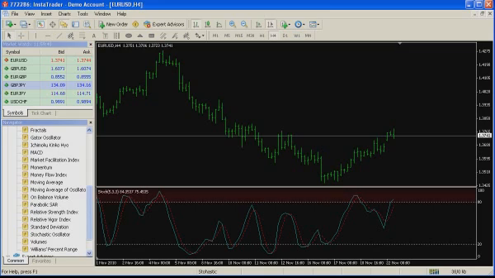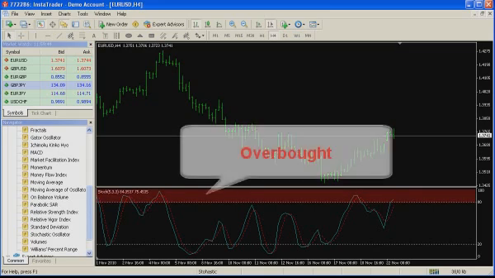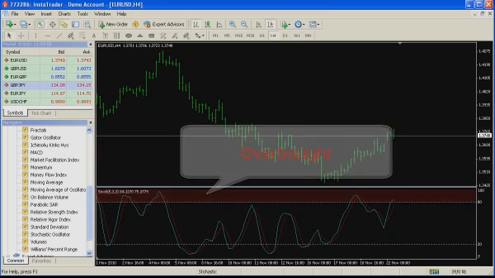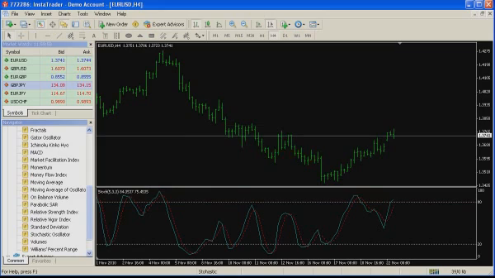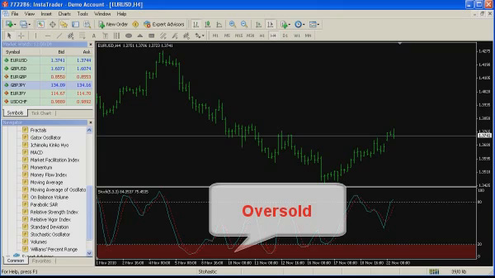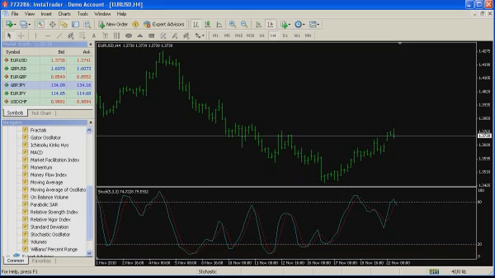A zone above the level 80 is an overbought zone. If the stochastic main line is located above this level, it means that the market is overbought and there is a probability of deceleration or the end of an upward movement with the following turn down. A zone below level 20 is an oversold zone. If the stochastic main line is located below this level, it means that the market is oversold, and there is a probability of deceleration or the end of a downward movement with the following turn upward.